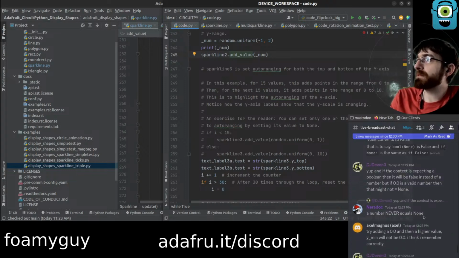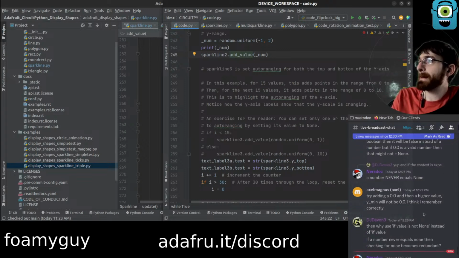Context is expecting a Boolean that'll be false instead of a number. But if 0 is a valid number, then it might not be none. Might not be equals none. A number never equals none. Adding 0.0 and then a higher value, Y min will not be 0.0.